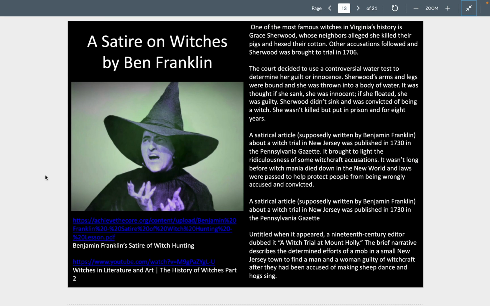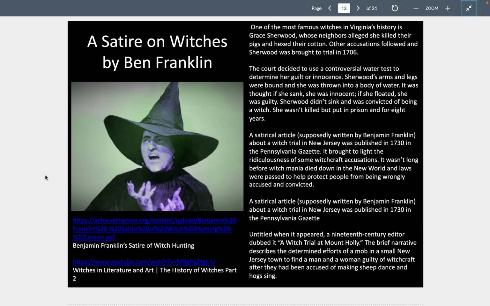Ben Franklin and his great satire on witches. So, one of the most famous witches in Virginia history is Grace Sherwood, whose neighbors alleged she killed their pigs and hexed their cotton. Other accusations followed, and she was brought on trial in 1706. The court decided to use the controversial water test to determine her guilt or innocence. Her arms or legs were bound, and she was thrown into a body of water. It was thought that if she sank, she was innocent, and if she floated, she was guilty. Sherwood didn't sink and was convicted of being a witch. She wasn't killed but put in prison for 8 years.